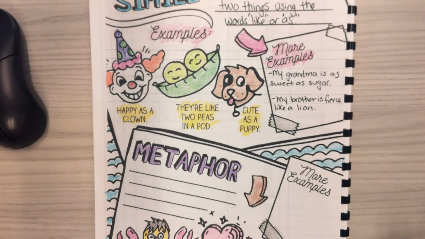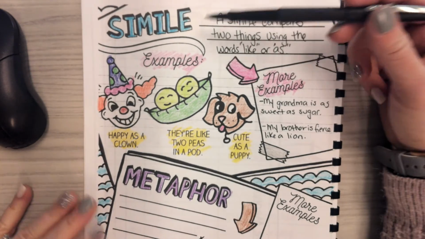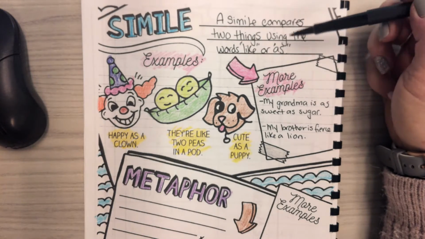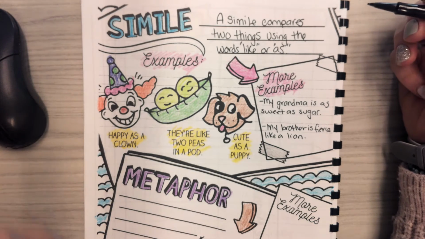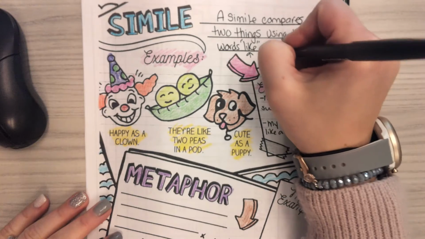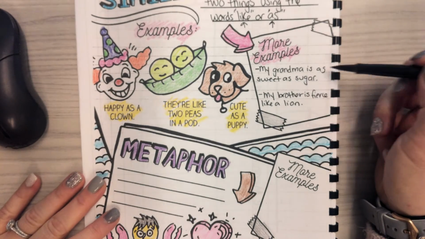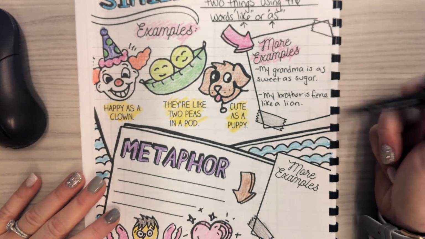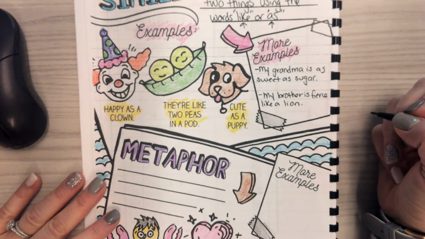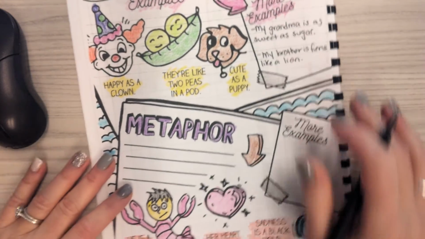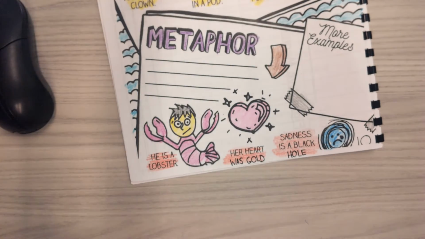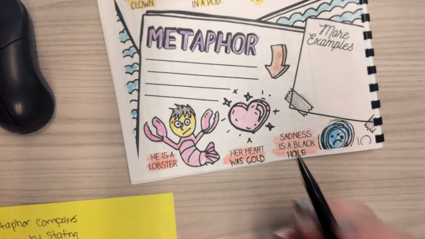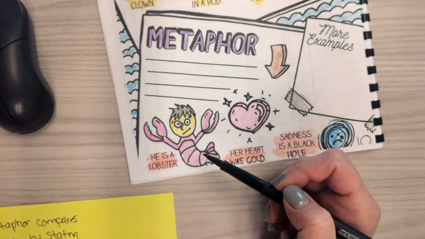There we go. So in case you missed it, a simile compares two things using the words like or as. So we could distinguish those easily if we look for those two words. Our examples were, my grandma is as sweet as sugar, and my brother is fierce like a lion, excuse me. So now we're going to look at metaphors. And if you listen to Mrs. Walker's Prezi video just a few slides ago, then you probably know that metaphors don't use like or as.